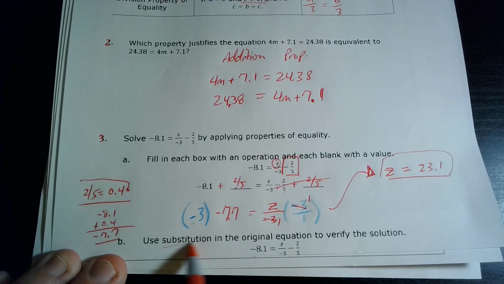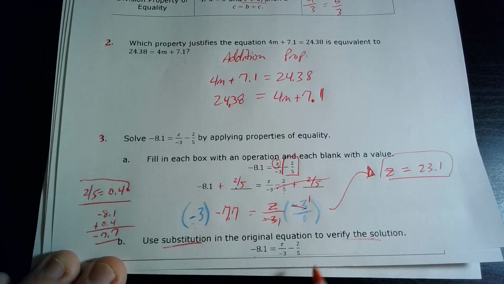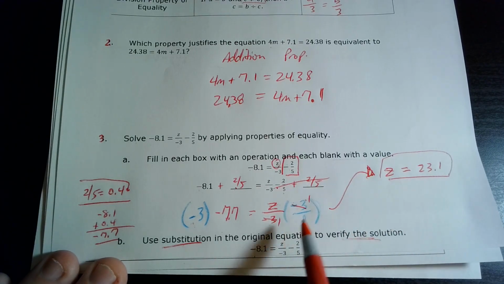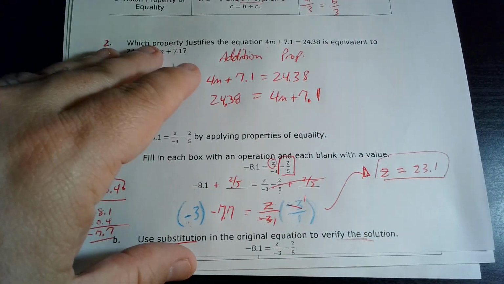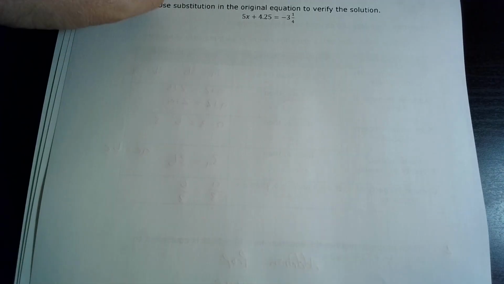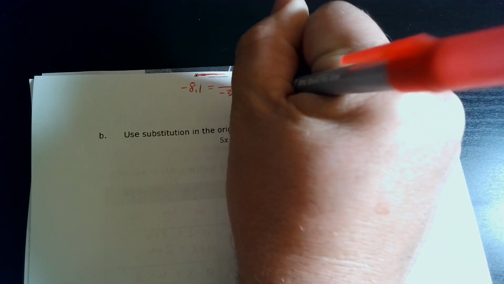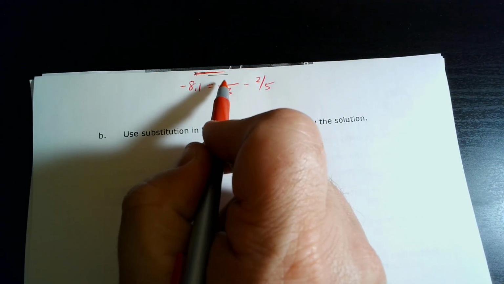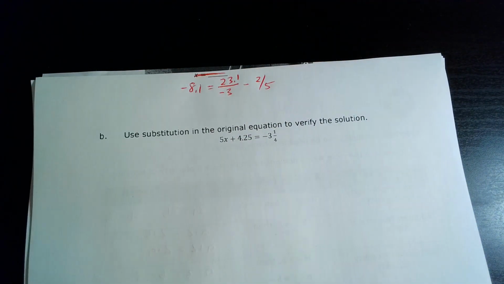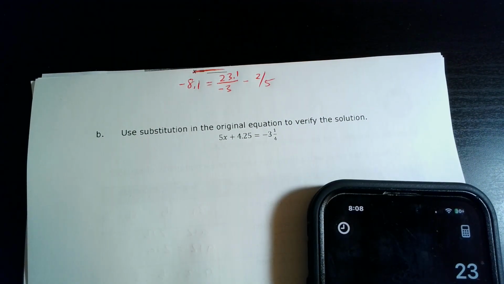So part B is asking us, use substitution to verify the solution. So what you're going to do is plug in 23.1 for z. So I flipped this over, unfortunately. But at the top here, bring the papers with me. So this is negative 8.1 equals, all right, so we're substituting, this was z, remember, and we found that z was 23.1. So we're substituting that in. So 23.1.